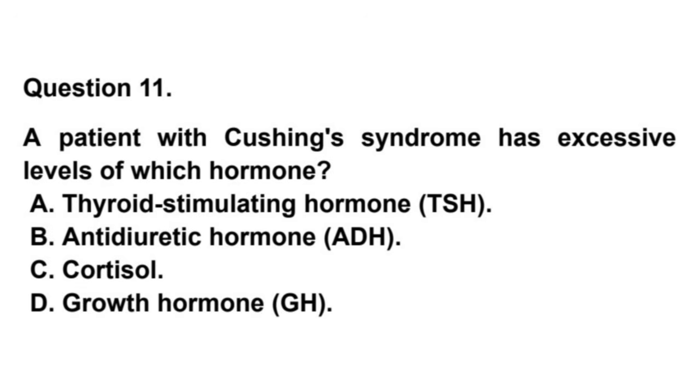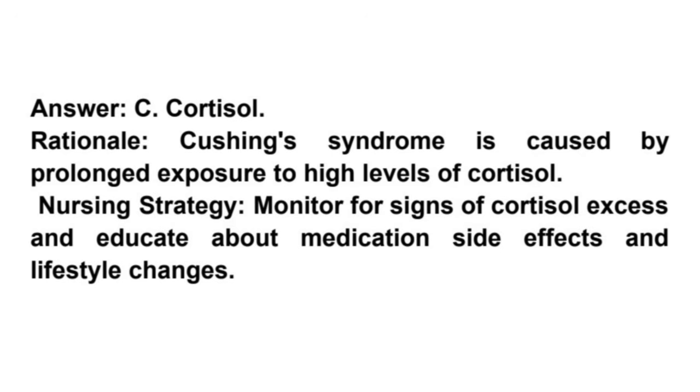Question 11. A patient with Cushing's syndrome has excessive levels of which hormone? A. Thyroid-stimulating hormone, TSH, B. Antidiuretic hormone, ADH, C. Cortisol, or D. Growth hormone, GH? Answer C. Cortisol. Rationale: Cushing's syndrome is caused by prolonged exposure to high levels of cortisol. Nursing strategy: monitor for signs of cortisol excess and educate about medication side effects and lifestyle changes.